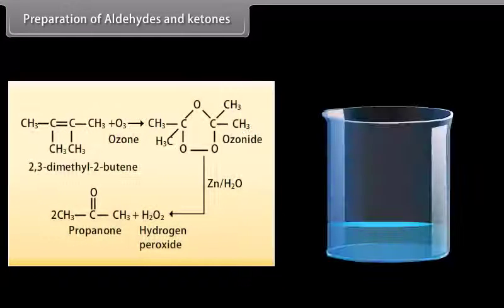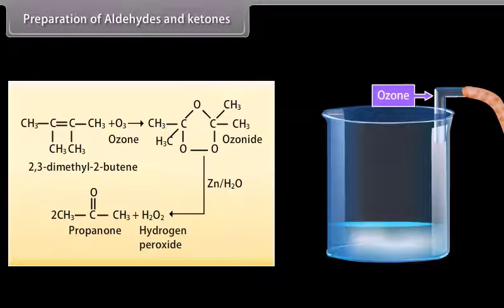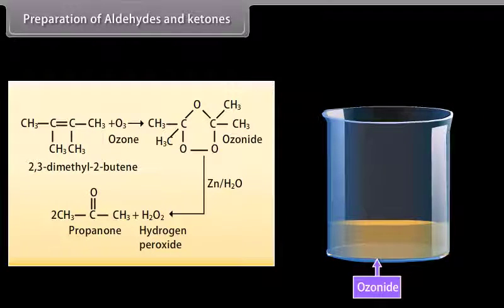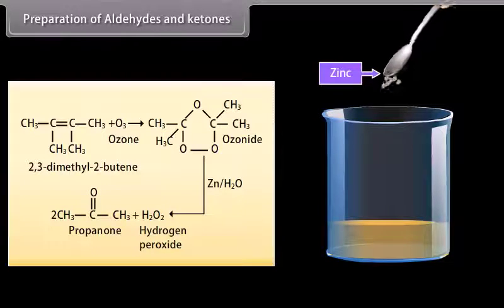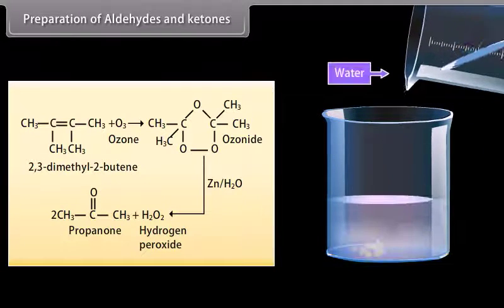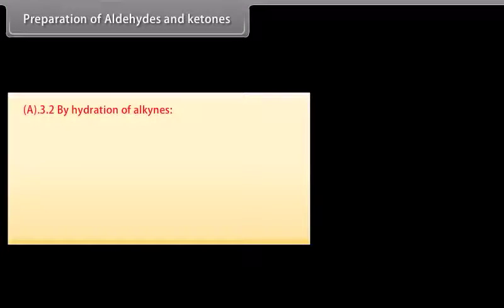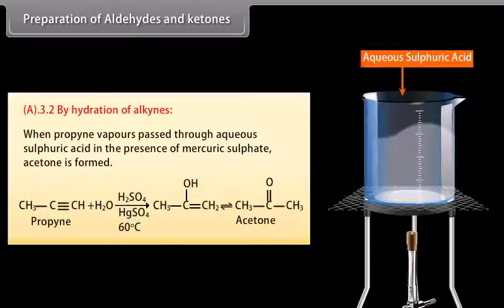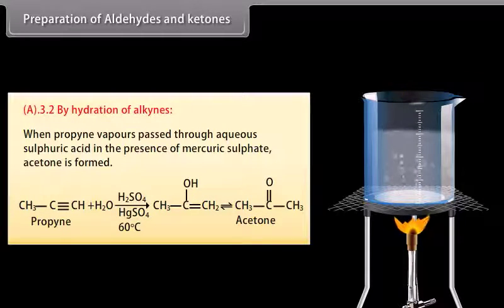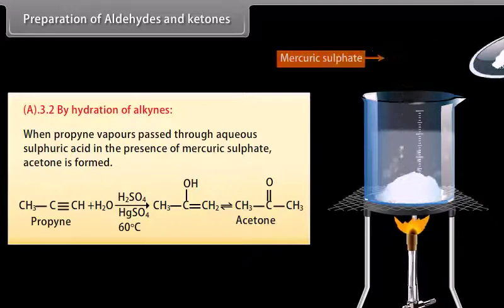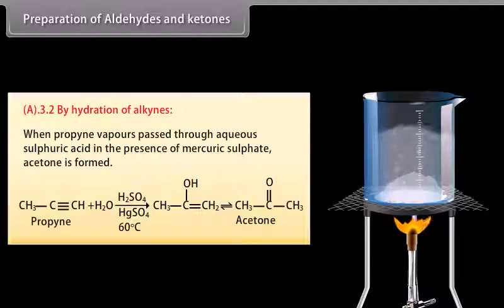Ozone gas reacts with 2,3-dimethyl-2-butene and forms an intermediate, that is ozonide, in which some zinc is mixed along with water and forms propanone and hydrogen peroxide. By hydration of alkynes. When acetylene vapors are passed through aqueous sulfuric acid in the presence of mercuric sulfate, acetaldehyde is formed.